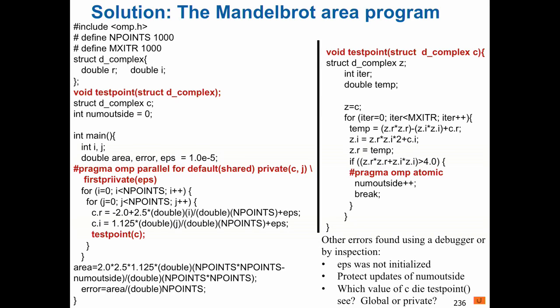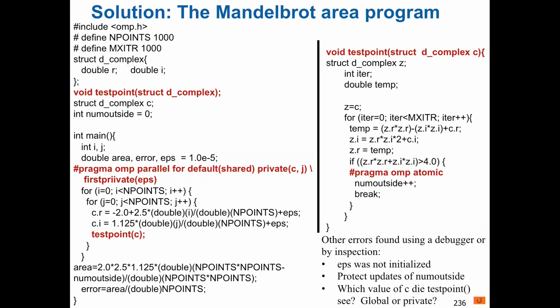So what I did is I changed test point so I passed in the value of C. So I made it completely clear which value of C I was working with. I'm not saying this is the only solution, but you have to make it unambiguous. So now test point is passing in C as an argument. All right? So C is private, J is private, I'm okay. Firstprivate EPS is how I gave EPS its value. And then the last thing is num outside. That was another race. So I protected that with an atomic.